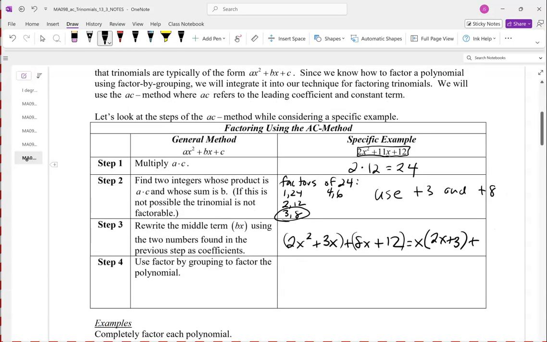What are we looking for then in the second term? 2x plus 3, right? We want to see the same thing. What's the GCF for the second one? 4, and you're left with 2x plus 3. Good. What do we pull out now? The 2x plus 3. When we pull out the 2x plus 3, we're left with x plus 4. And now we've factored it.